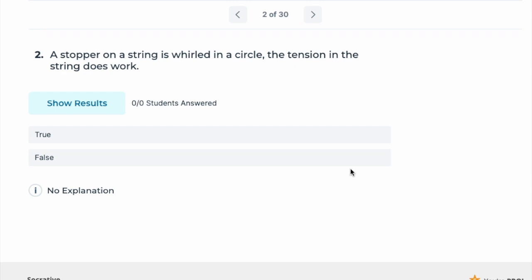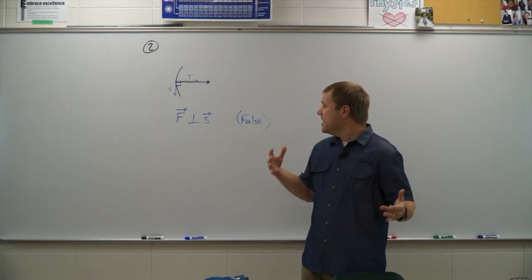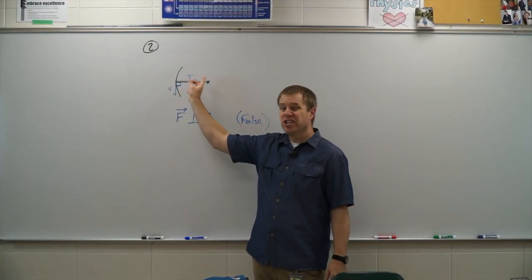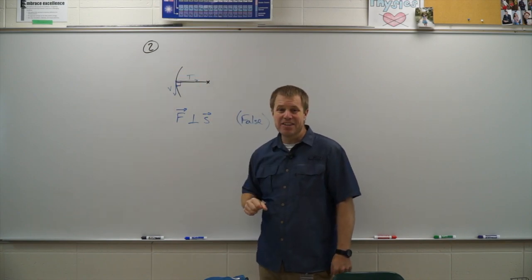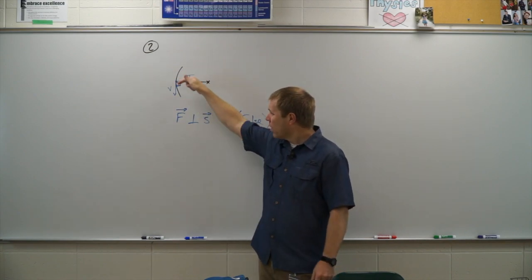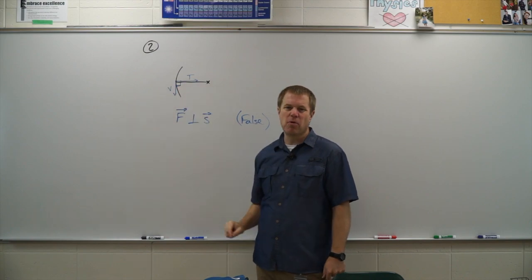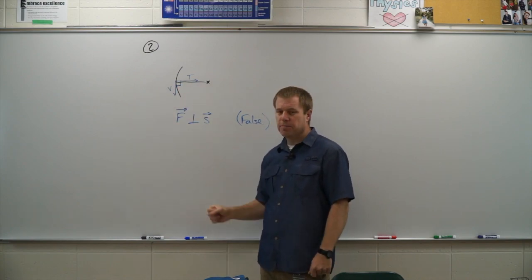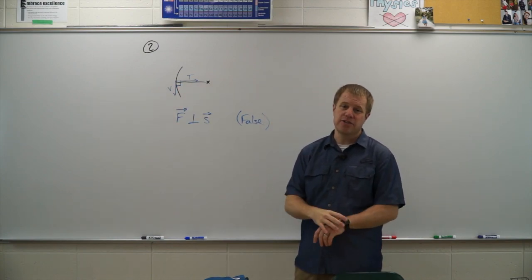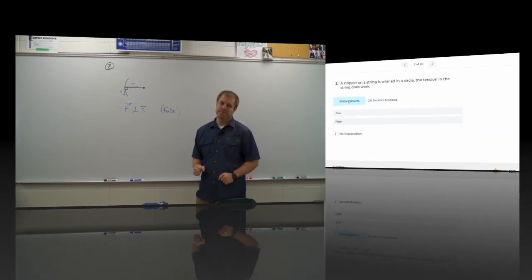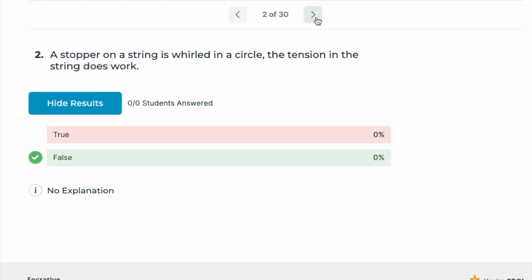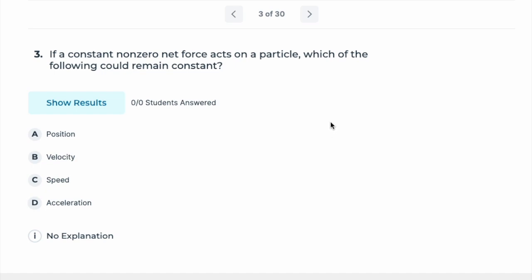Next one. A stopper on a string is whirled in a circle. The tension in the string does work. True or false? The answer is false here because our tension is pointing perpendicular to our velocity or our displacement in that small sense. Since force is perpendicular to displacement, work is 0, so the tension does no work. False. Correct answer? False.